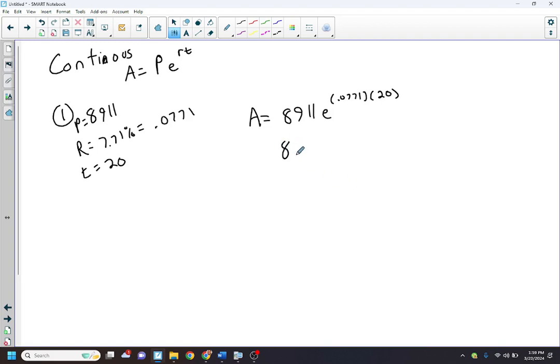What does the e stand for? e is a very special number that one of the special parts about it is that the slope of the curve is the same as itself. So that's a big benefit of it, which means that you could use it for continuous. e is just a special number, kind of like pi in that sense. It's like 2.7 something. So then you got to take that and times it by 8,911. Your final amount should be 41,649.38.